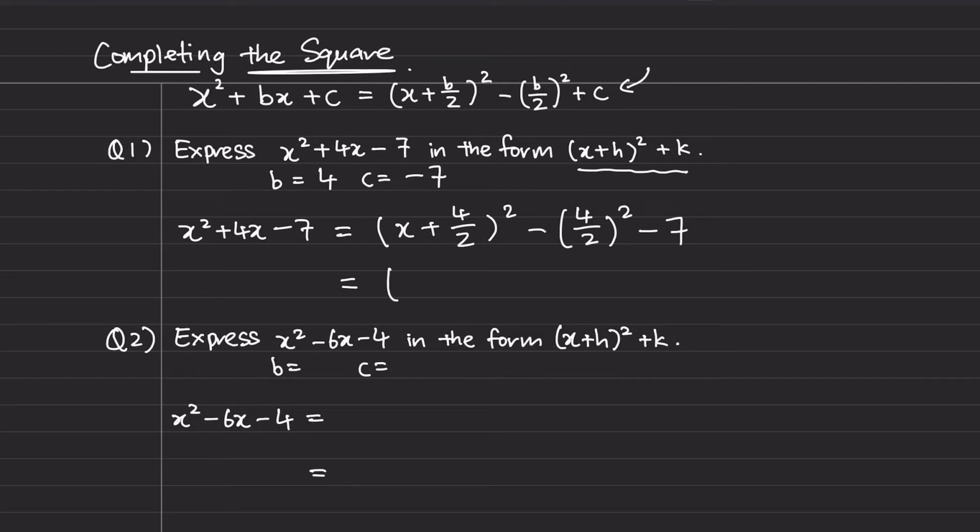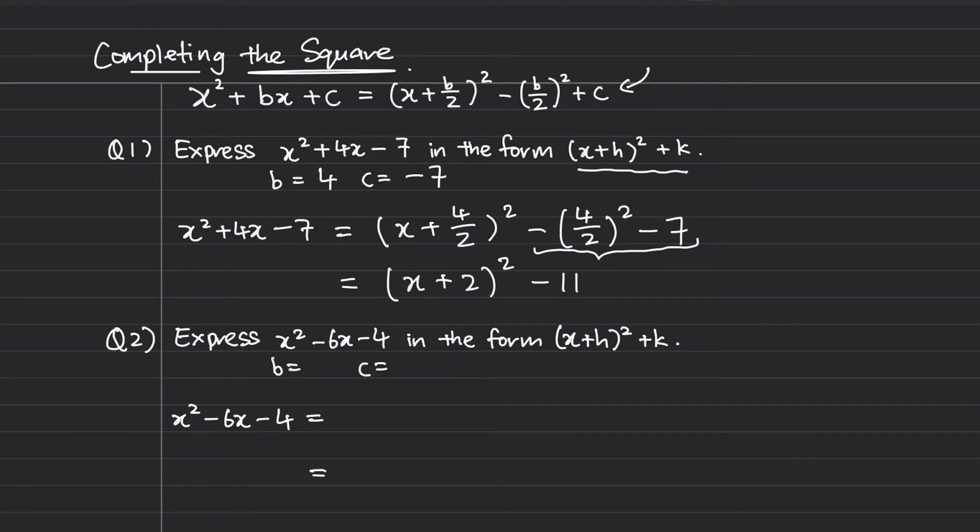So the next step will be (x plus 2) whole thing squared, and then minus (4 over 2) squared minus 7. You have an option to use your calculator to evaluate this, or if you are comfortable and confident with your mental sum, you can do that as well. So I would expect to get a minus 11 outside of the perfect square. So we have (x plus 2) whole thing squared minus 11.